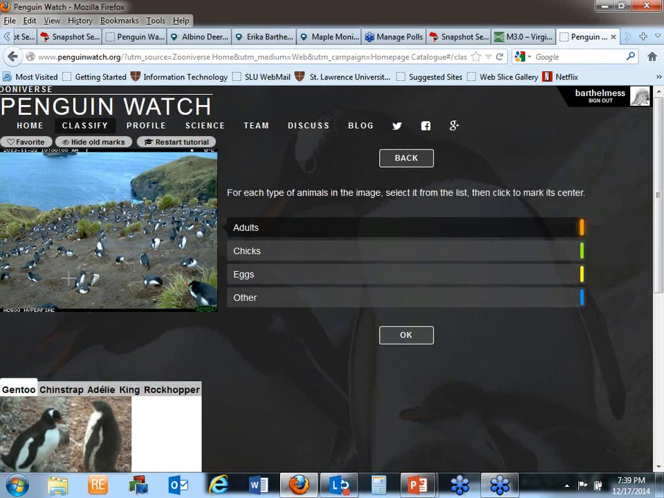So once you have the penguins in the picture, you get to basically identify them by putting a little X in the center of each penguin. And so you can see little orange marks appearing on the screen where each penguin is hanging out. And I'm not going to do this. Once you get to 30 penguins, it lets you stop. I'm not going to finish this one.